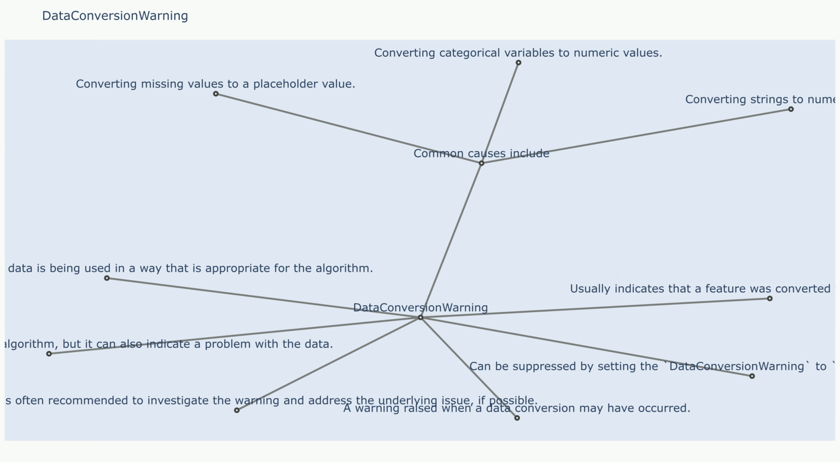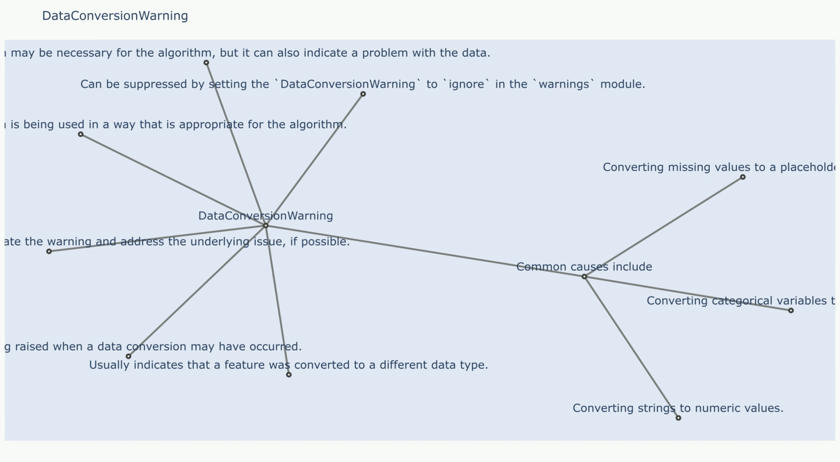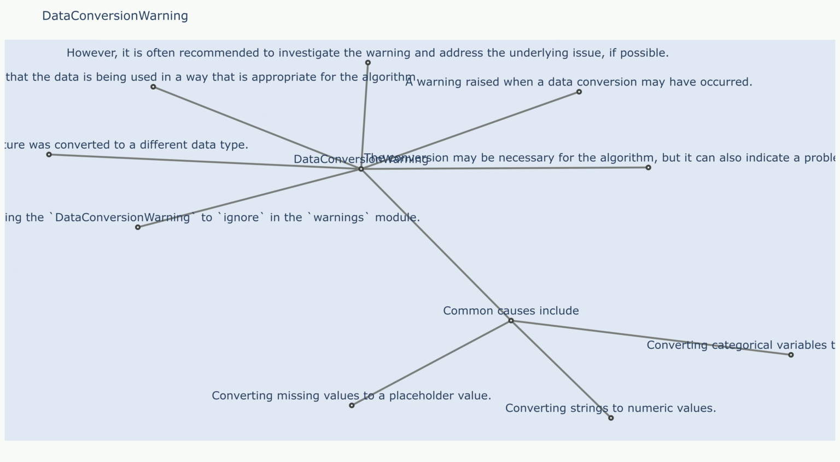Example scenario. Python: import pandas as pd. From sklearn.linear_model import LinearRegression. From sklearn.preprocessing import StandardScaler. data = pd.DataFrame({'feature1': ['1', '2', '3'], 'feature2': [4, 5, 6]}), model = LinearRegression(). Without data type conversion or scaling: model.fit(data, [1, 2, 3]). This will produce a data conversion warning because feature1 is a string and will be converted to float.